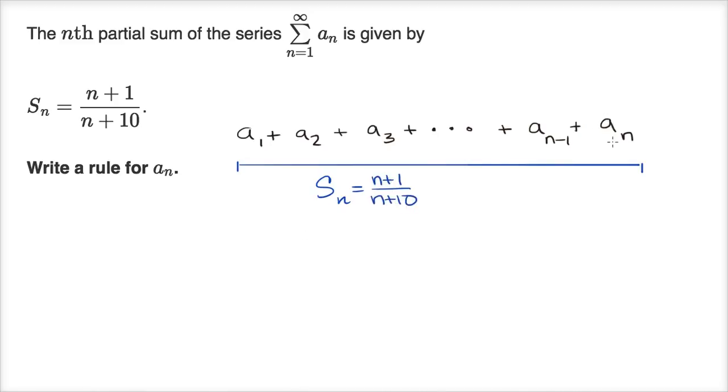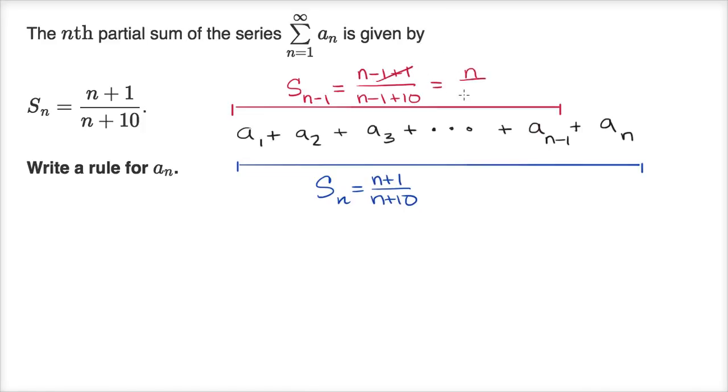Now, if I want to figure out a sub n, which is the goal of this exercise, well, I could subtract out the sum of the first n minus 1 terms. So I could subtract out this, s sub n minus 1. And what would that be equal to? Well, wherever we see an n, we'd replace it with an n minus 1. So it'd be n minus 1 plus 1 over n minus 1 plus 10, which is equal to n over n plus 9. So if you subtract the red stuff from the blue stuff, all you're going to be left with is the thing that we want to solve for. You're going to be left with a sub n.